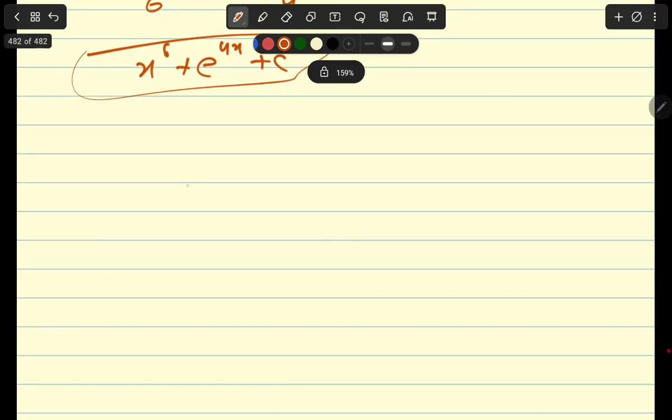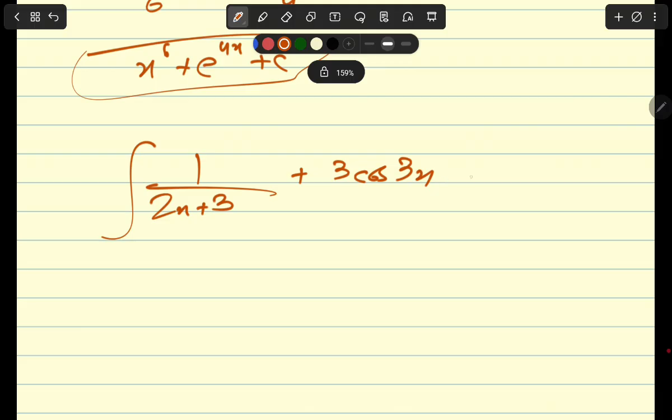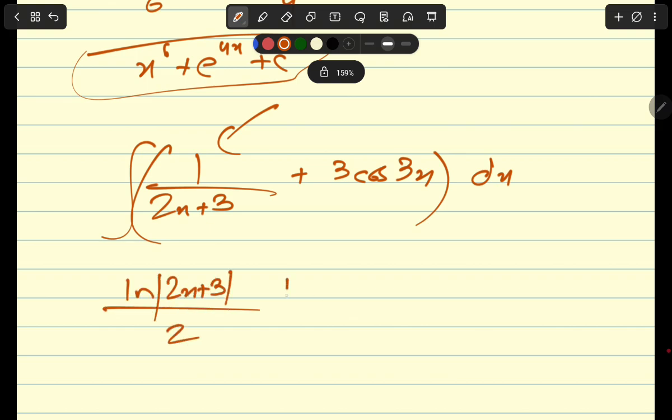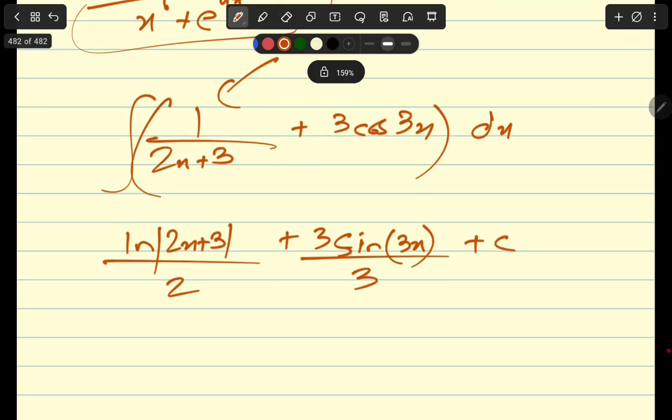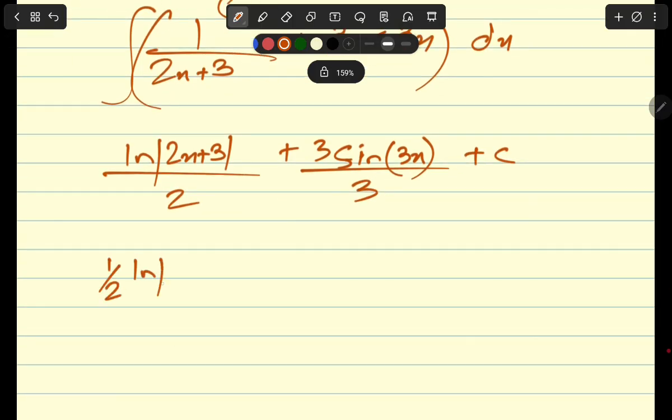Now, if I give you this question, 1 upon 2x plus 3 plus cos 3x, and you integrate it with respect to x, so what is the answer? So this is the logarithmic integration. So ln of 2x plus 3 over 2. This becomes the integral of cos is sine. So sine 3x, and then the differential of 3x is 3. You divide it by that and plus c. So it's nothing but half ln of 2x plus 3 plus one third sine 3x plus the constant of integration.